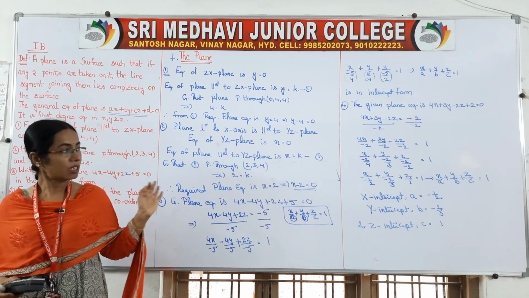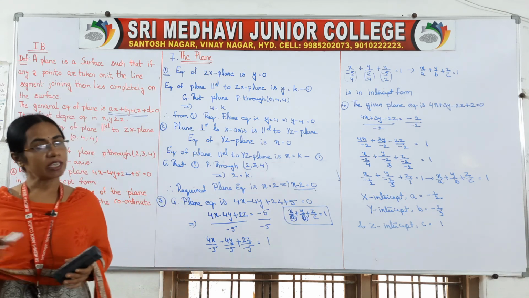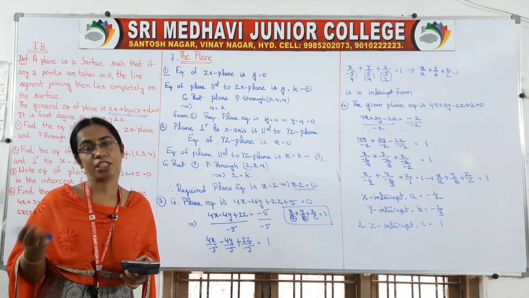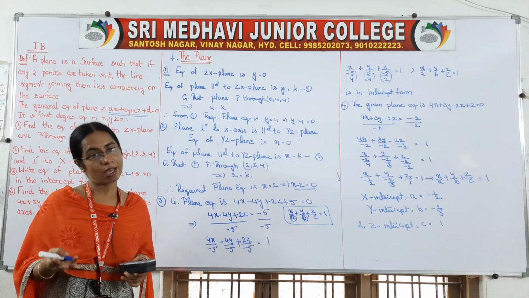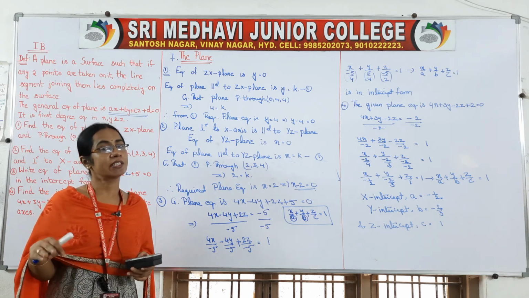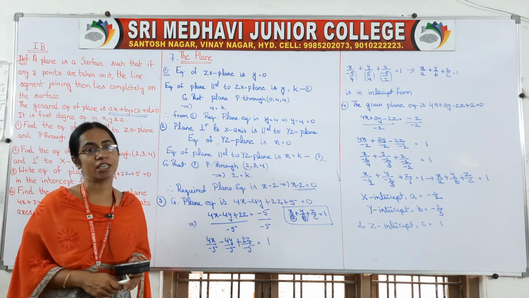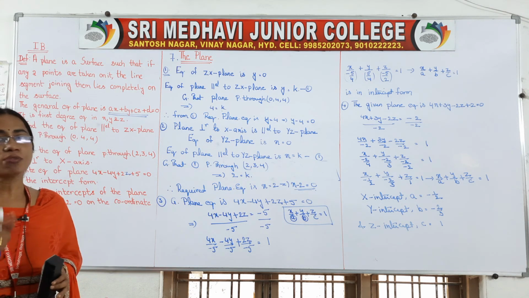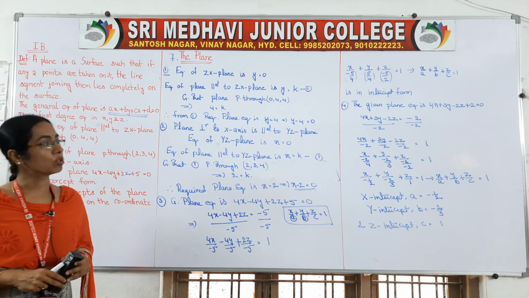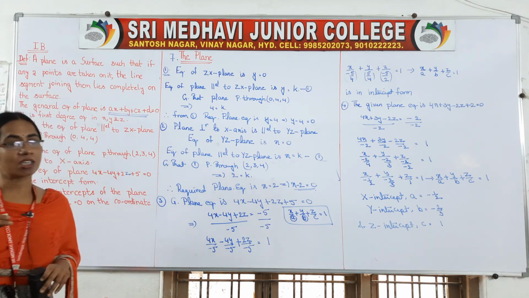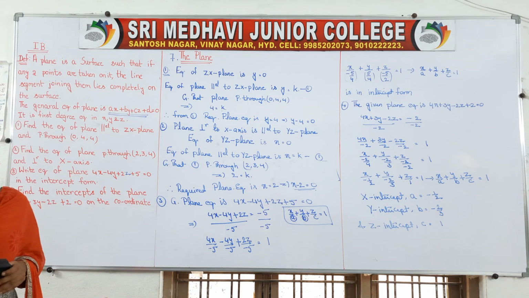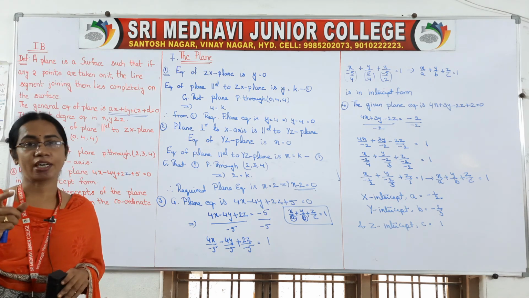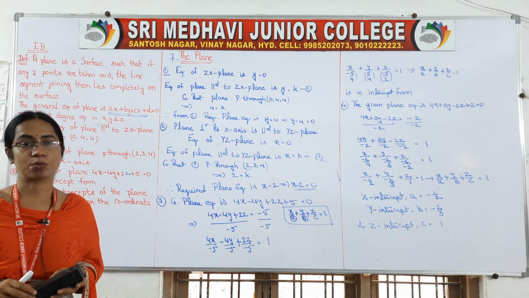After that we solved 4 problems, same as with straight lines: transforming the plane equation into intercept form and normal form. Here also we do the same thing with the same concept, only we have one more term in terms of z. So be clear with the concepts, don't memorize each and every problem, just have the idea of the concept, then you can easily solve these problems.